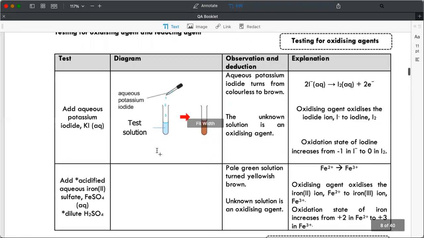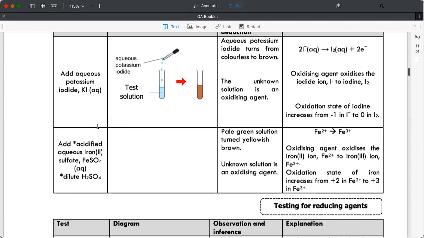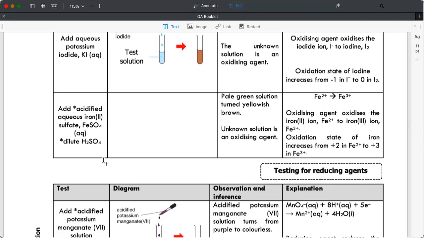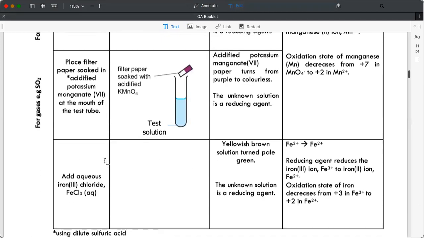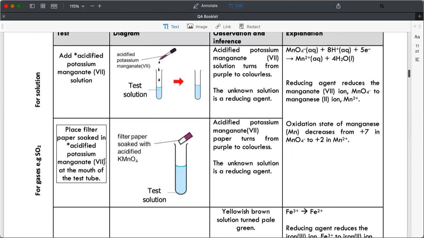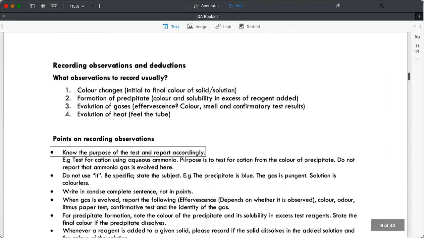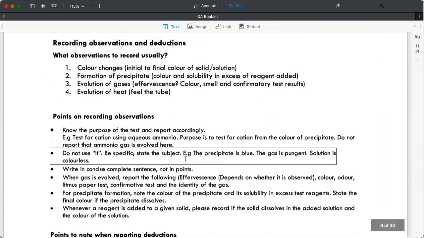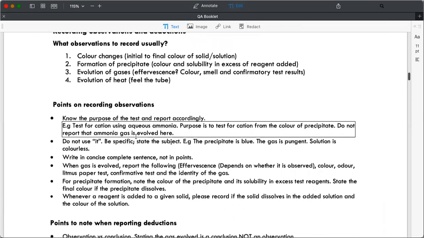Now, these are the reducing and oxidizing agents to take note of. Other than potassium iodide solution, there is also acidified iron(II) sulfate. Then the oxidizing agents: the popular one is acidified potassium manganate(VII), and the iron(III) chloride solution. I shall not go into the detail of what else to take note. In general, it's color change, formation of precipitate, evolution of gases, and evolution of heat. Sometimes the test tube feeling warm is actually an identity also.